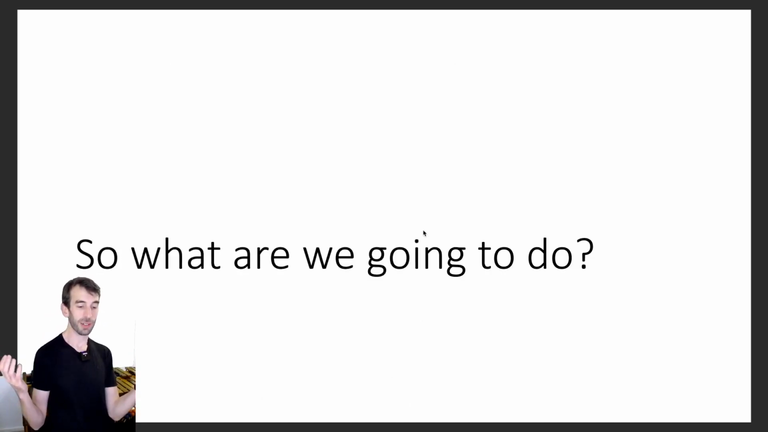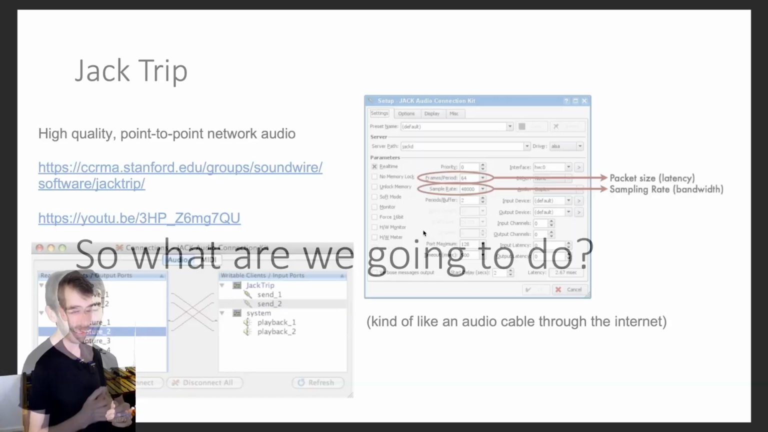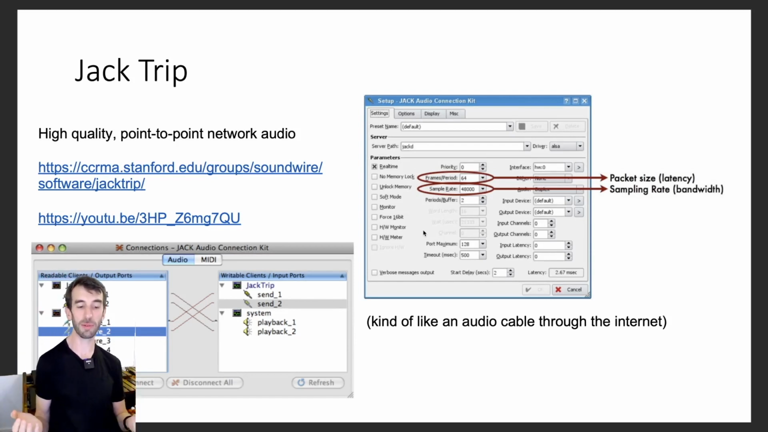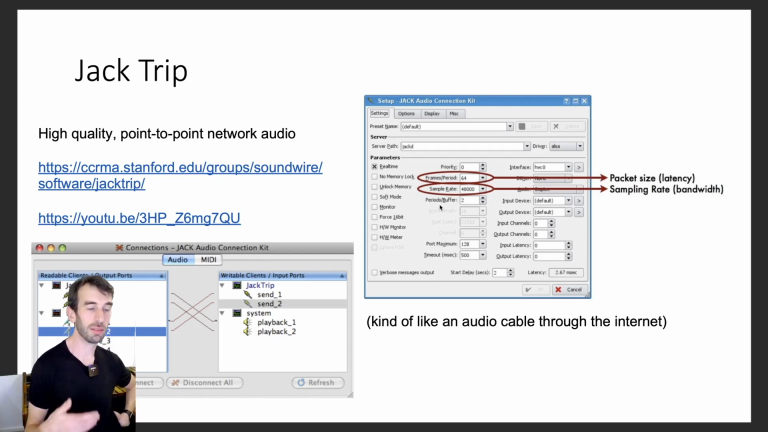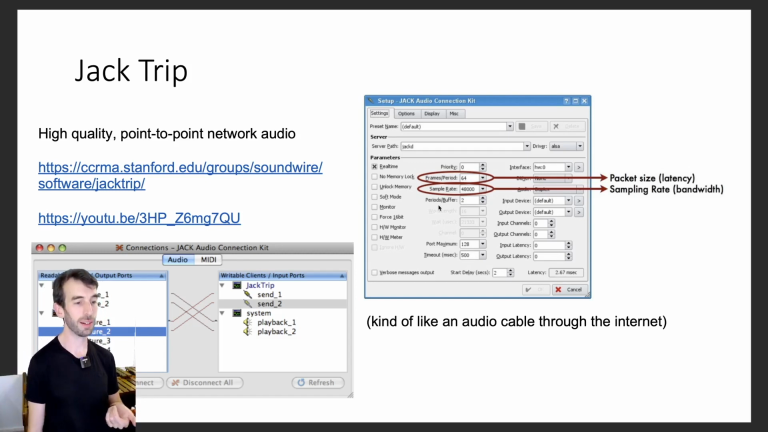So what are we going to do in Laptop Ensemble? What kind of tools can we use? I'm going to talk about a few tools for synchronous audio performances. The first one is a system called JackTrip, which is software that supports high quality network audio between two points. So if you want to collaborate with one person over the internet, this would help you do that.